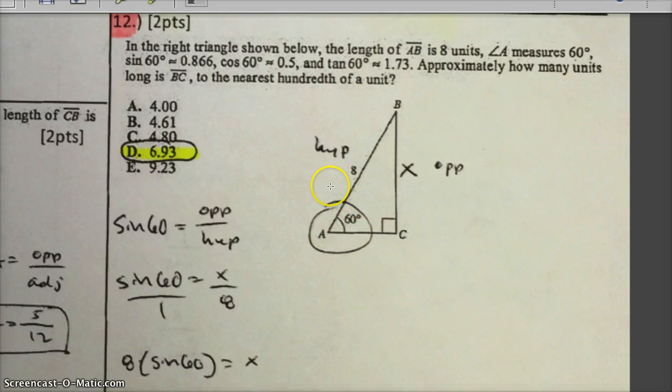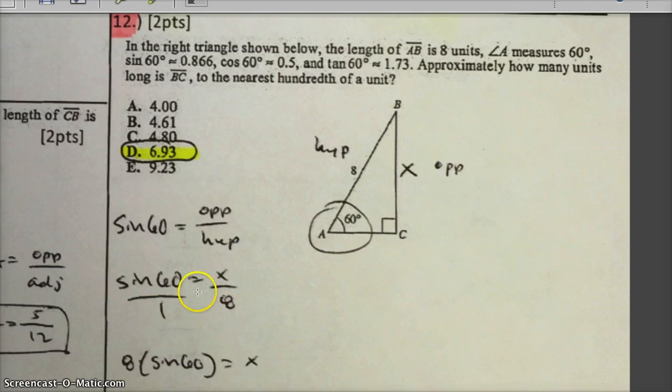So here, if you label angle A, I know that they've given me AB and they want me to solve for BC, so that would be opposite over the hypotenuse, which would be sine of 60 equals opposite over the hypotenuse. Your opposite is x and your hypotenuse is 8.